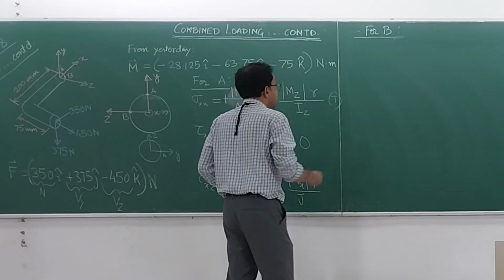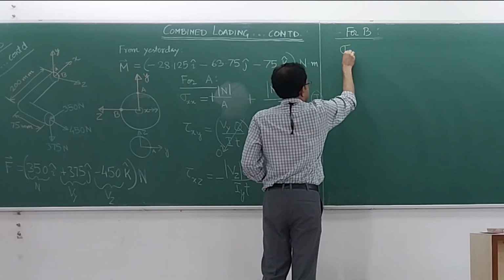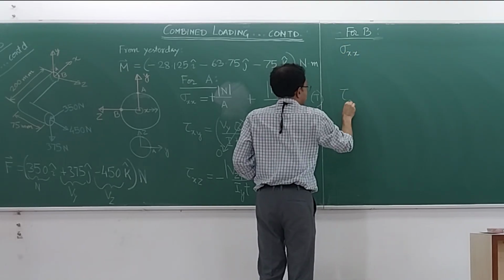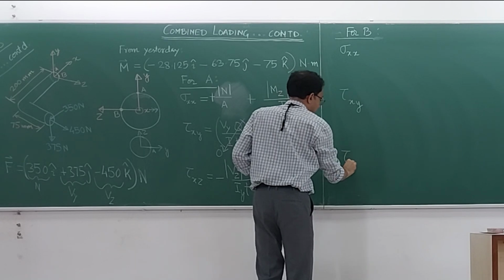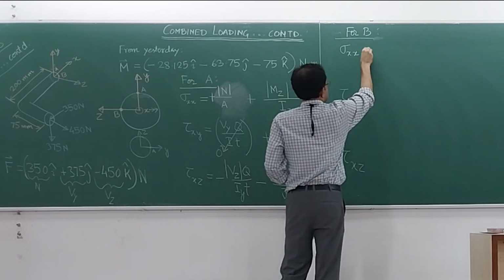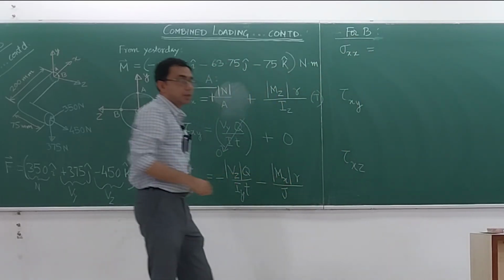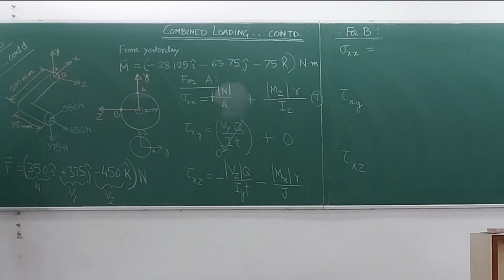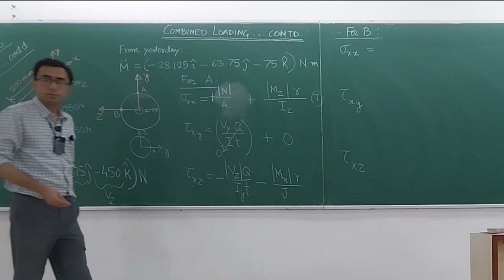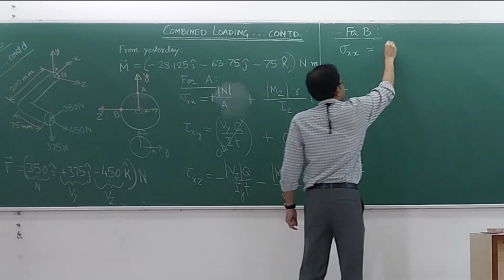Next, for the point B, again we will write these things: sigma xx, tau xy, and tau xz. Systematically, if we do it, there will be no problem. Again, tell me, sigma xx contribution will be what? Again, that N by A. There is no difference, N by A.